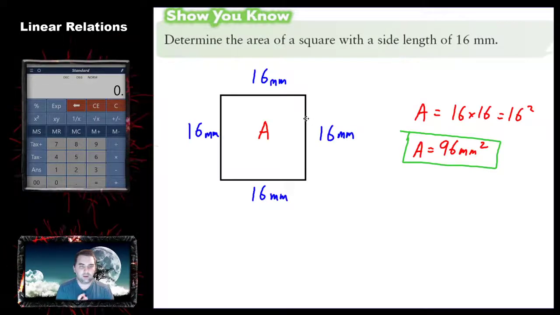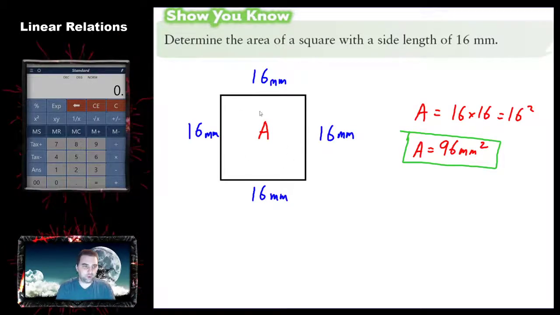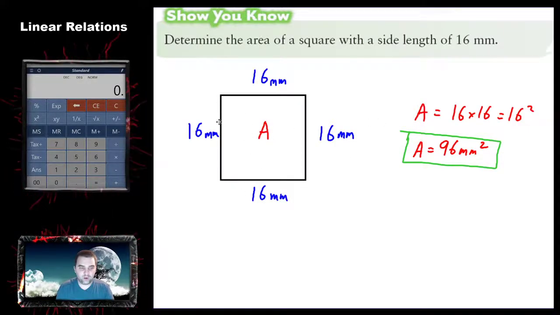Okay, here's what I got. I made my square here, 16 millimeters on each. Remember, the units do have to be included, so if you just wrote 256, you have an incomplete answer. Make sure you put the units as well. So I'm trying to find the area inside. So the area of a square is length times width. 16 times 16 is 16 squared, which is 256 millimeters squared.